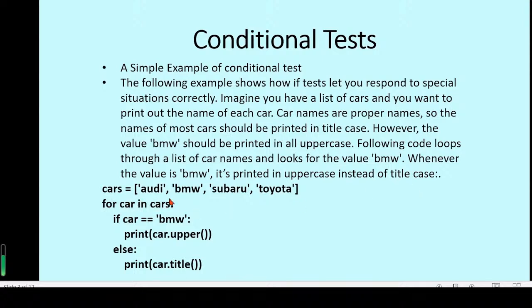So this is a car list with 4 cars inside, and we write a for loop. So for car in cars, if this car equals BMW, then we print out this car's uppercase. Else, so if the car is not BMW, we run the statement inside the else, then print this car with the title format.